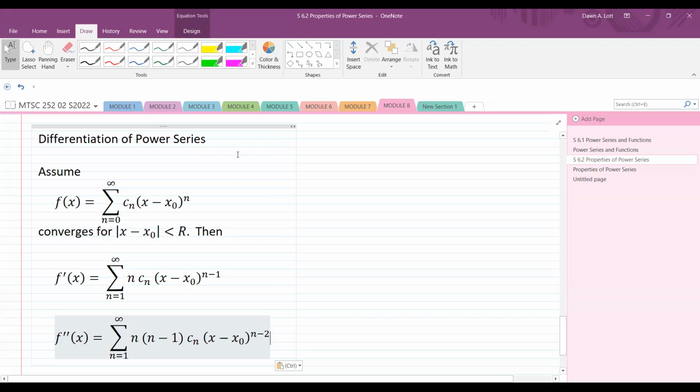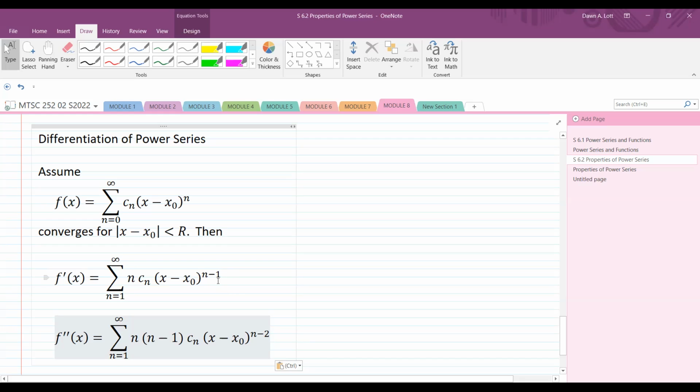Differentiation of power series. We assume we have a function represented by a power series and that it converges on a particular interval. Then in order to find the derivative of the function, we can actually differentiate the power series. So we have Cn that stays there, but x minus x naught to the n differentiates by bringing the n down and getting x minus x naught to the n minus 1. Notice I started n equals 1 and not n equals 0 because n equals 0 wouldn't make sense. Okay, so then I do the sum n equals 1 to infinity.